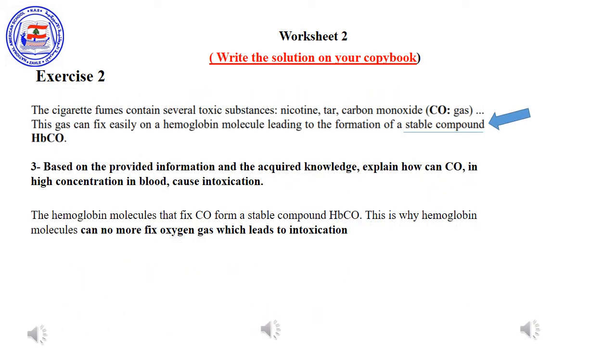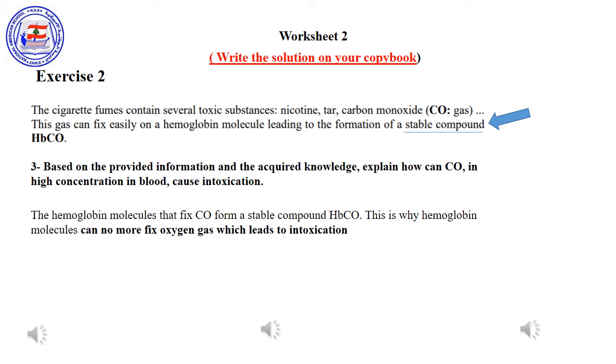Please let's reread again the first paragraph. The cigarette fumes contain several toxic substances, including nicotine, tar, carbon monoxide. This gas can fix easily on a hemoglobin molecule, so it can fix instead of oxygen molecule, leading to the formation of a stable compound HbCO. This is very important. What do I mean by stable compound? Stable compound cannot dissociate, so HbCO can remain in the blood for a longer time.